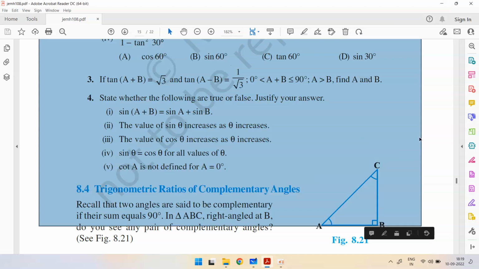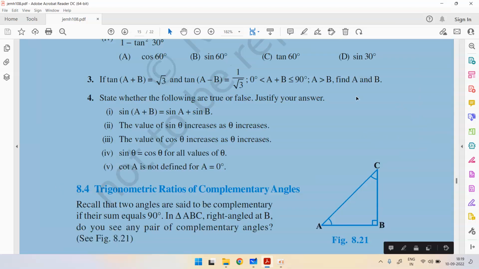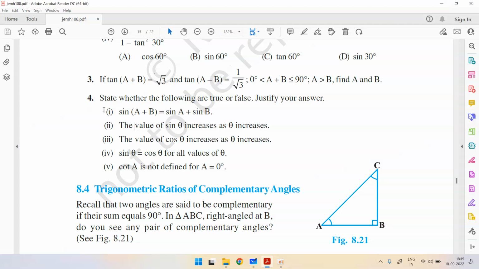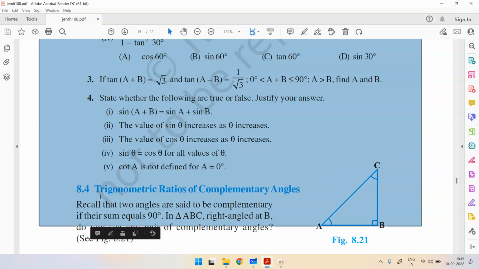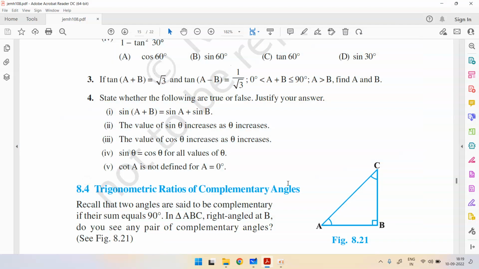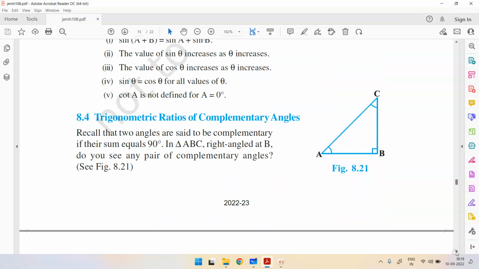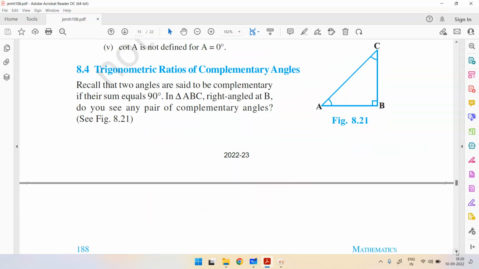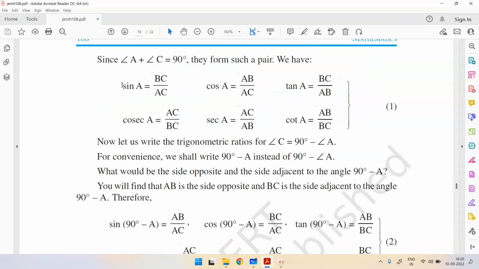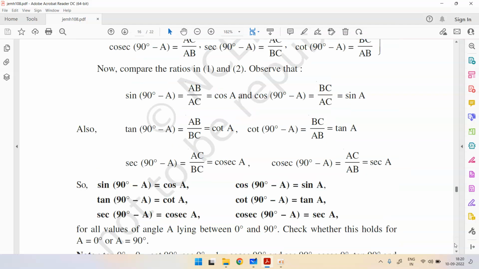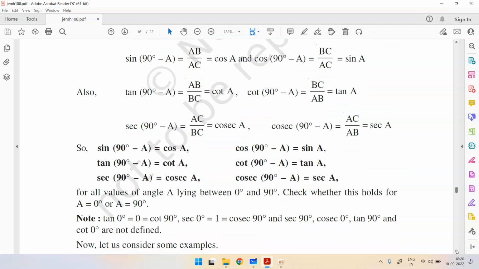Good morning, students. In the last lecture, I completed exercise 8.2. Now, let's move forward to section 8.4 of Chapter 8, Trigonometry, of Class 10th NCERT. This thing I already told you, this is sine, cos, tan.